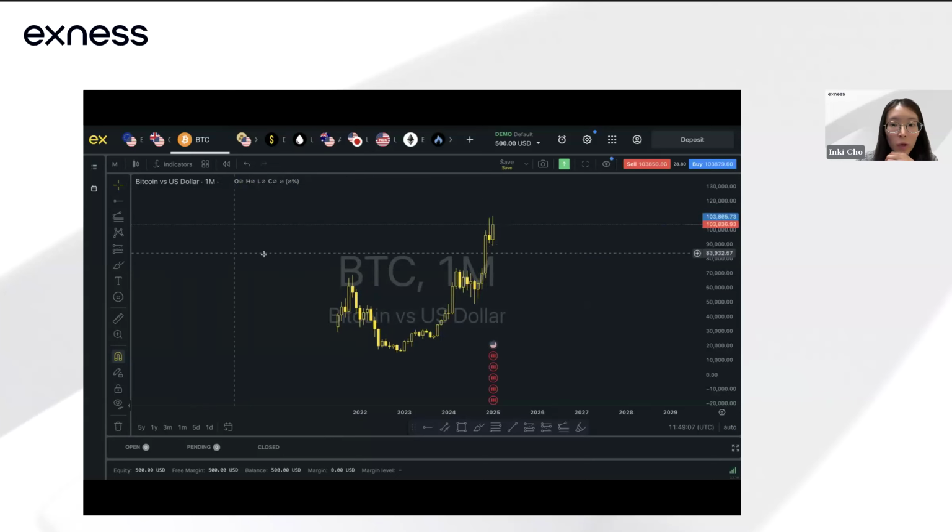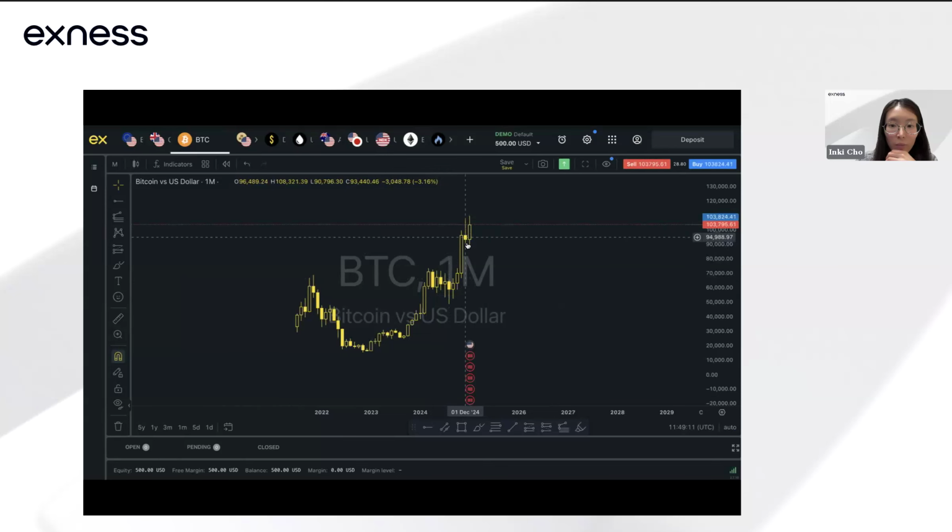So on the monthly time frame, you can see that prices are just forming higher lows and higher highs, right? We have that slight pullback and then prices resume the trend. So on the monthly, you can see it's a strong bullish trend.